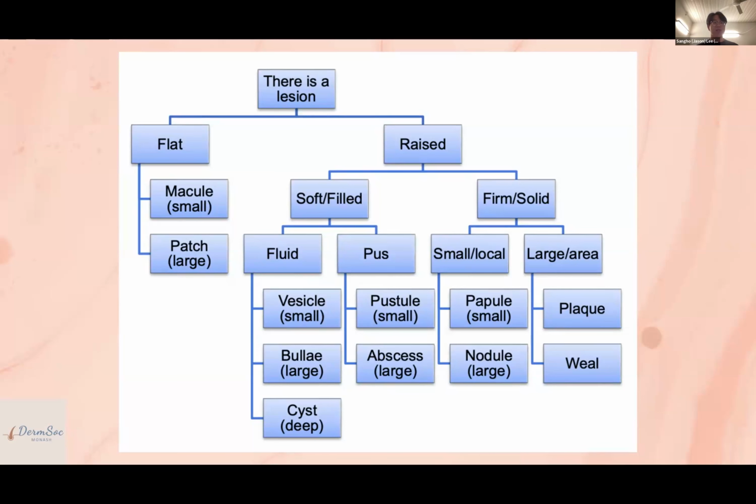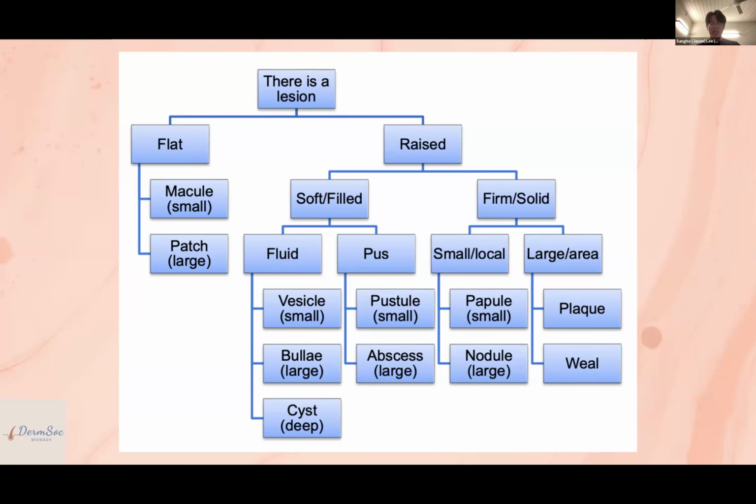If they're flat, then depending on the size, they're either called a macule or a patch. If they're raised, then we can go to whether they're soft and filled with fluid or they're firm and solid. If they're firm and solid, and they present as a lump on a small local area, then depending on the size, we can divide them into either a papule or nodule.